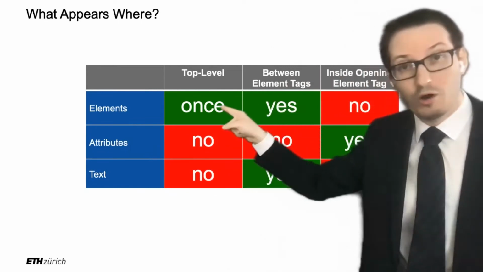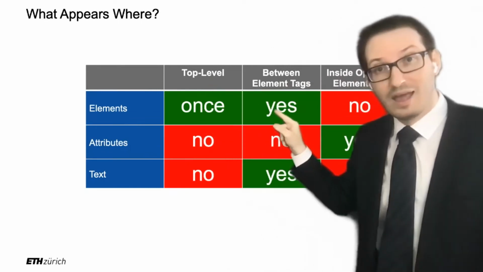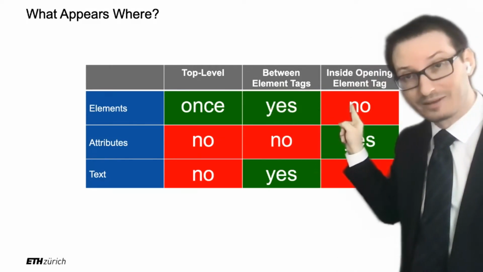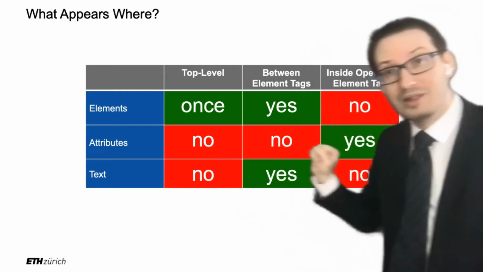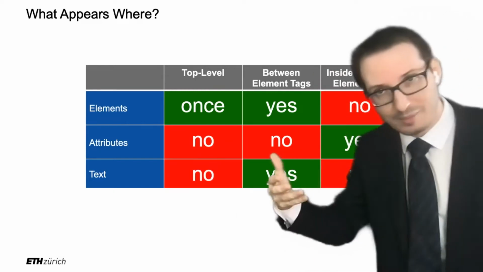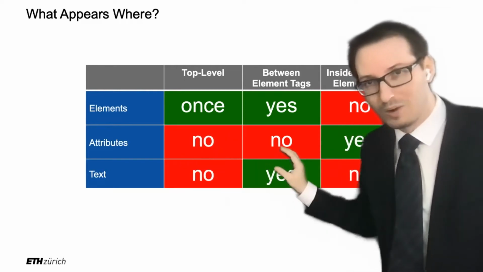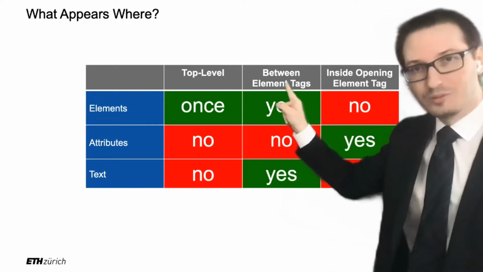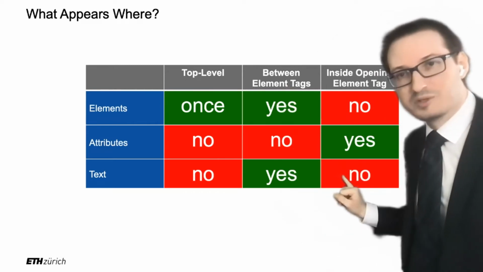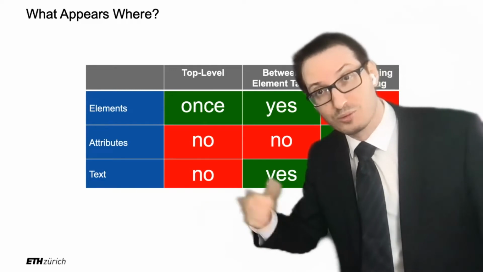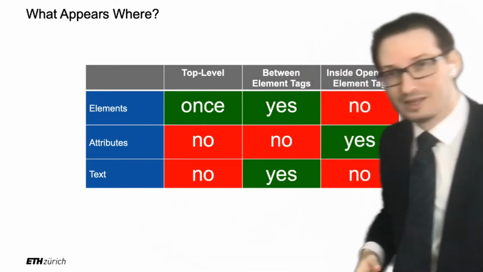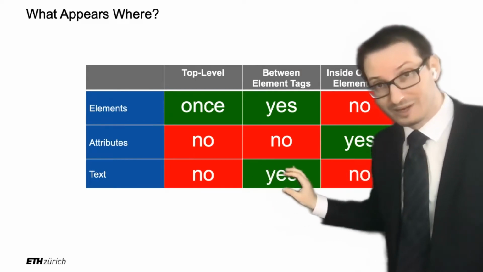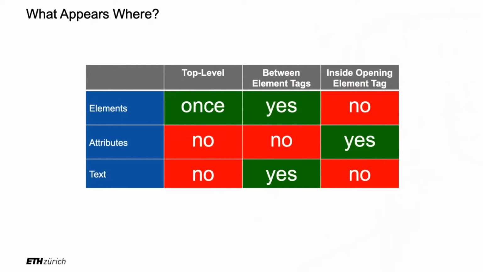Elements appear only once at the top level, any number of times between the tags, and never inside an opening element tag. Attributes only appear inside an opening or empty element tag, never in the wild. Otherwise, they wouldn't be recognized as attributes. Text can only happen between element tags. If you see text in an attribute, that's not text. That's really just the value of the attribute, and the name of the attribute, this is not called text. Text is what is between the element tags, right? So this is my summary.